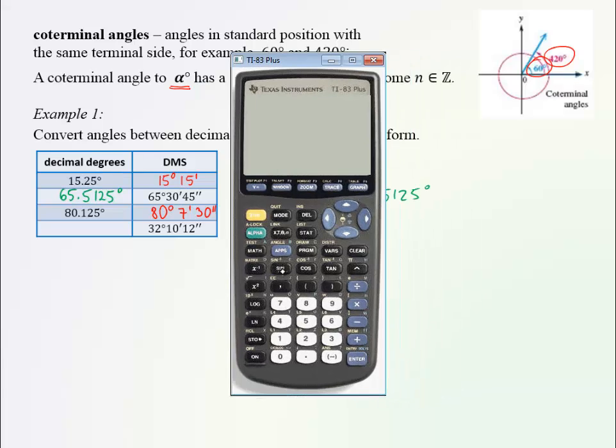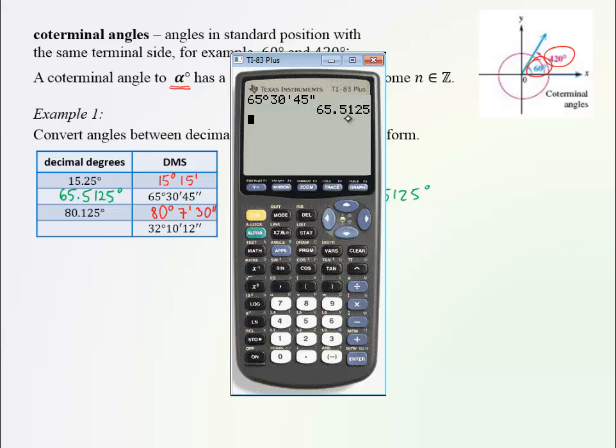So how do we introduce the degrees, minutes, and seconds? For example, 65 degrees. We use the angle feature. So second apps gives you angle. And here under 1 we have the degree sign. So enter 65 degrees, 30 minutes, again second angle, under 2 it's minutes, and 45 seconds. Seconds can be obtained by this quotation mark, so alpha plus seconds, and enter. That converts to a decimal.